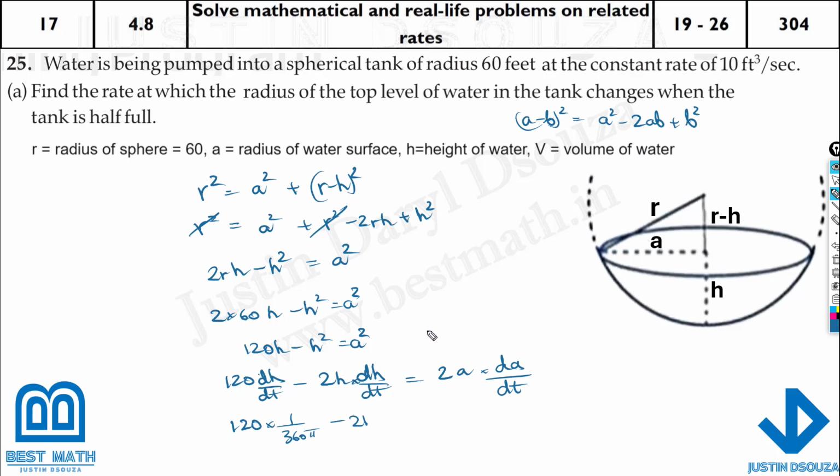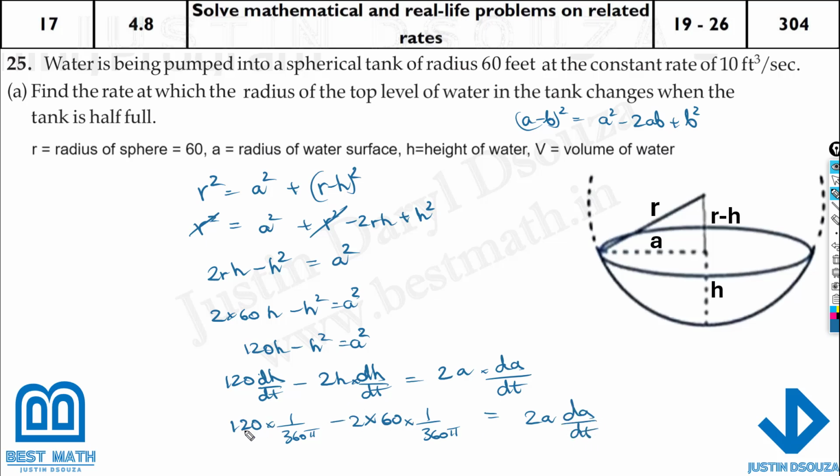What is h now? It's half, isn't it? This is basically when the tank is half full. That means height will be equal to the radius, so that's going to be 60 over here. Multiplied by, what is dh by dt? It's going to be 1 by 360 pi. That is equal to 2 times 2a dA by dt.